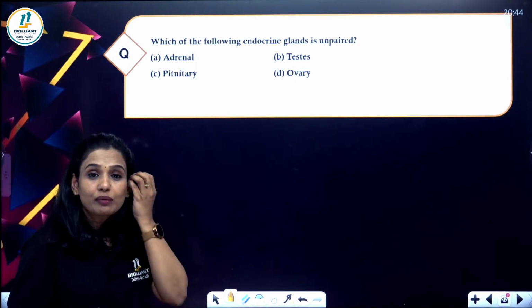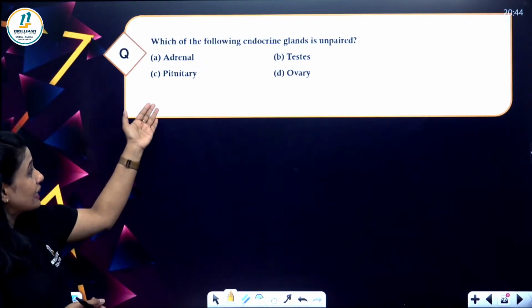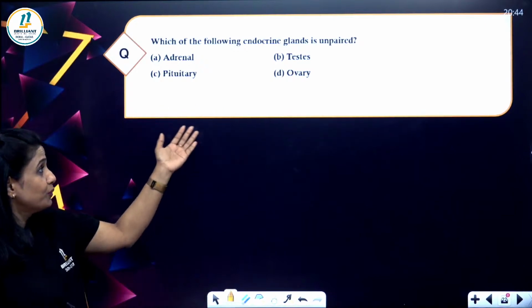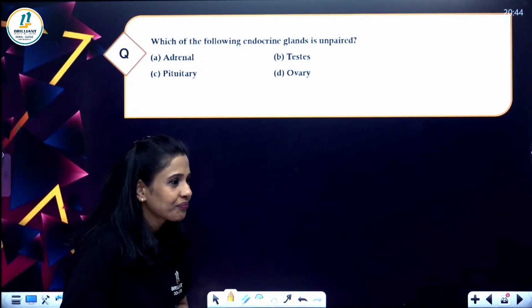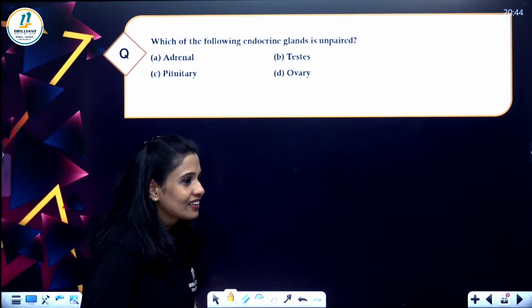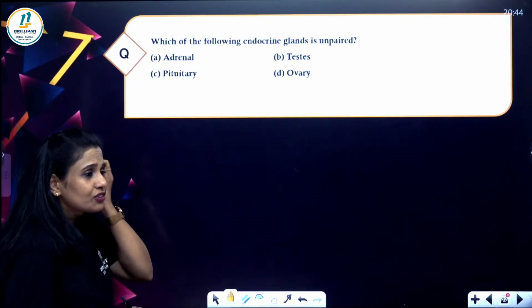Which gland is unpaired here? See, adrenal gland is there, testis, pituitary and ovary. Which gland is unpaired? Comment your answers very fast.